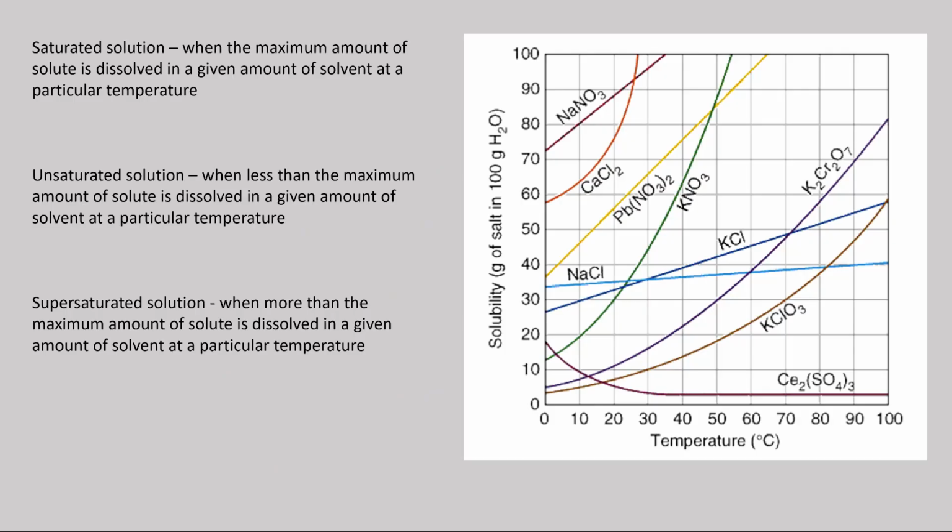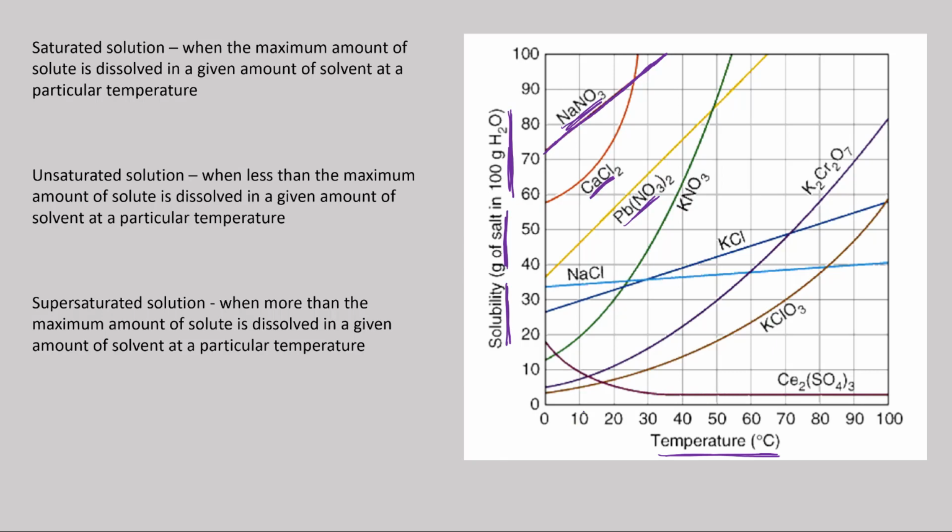All right, so here is a solubility curve, and it represents a bunch of different things. So we have sodium nitrate and calcium chloride, lead 2 nitrate. So this line right here represents just sodium nitrate's behavior in water, its ability to dissolve in water at certain temperatures. And so this graph is the solubility of those substances in 100 grams of water. So how many grams of that salt can dissolve in 100 grams of water versus temperature in degrees Celsius.